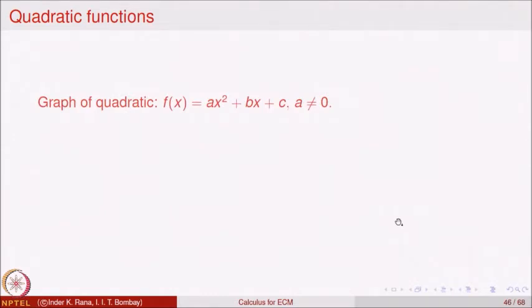Next, what we want to do is look at this function f x is equal to ax square plus bx plus c, a not equal to 0. How does one represent it graphically? What is the graph of this function? That means, we want to plot all the values x comma y such that y is equal to ax square plus bx plus c, a not equal to 0. How does one do that? Let us try to analyze this slightly.